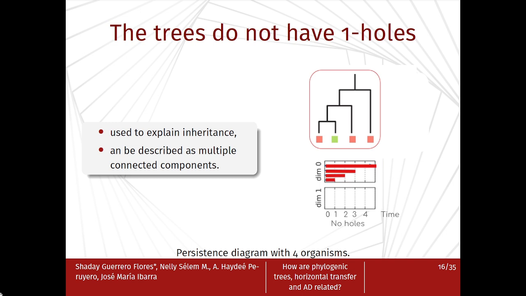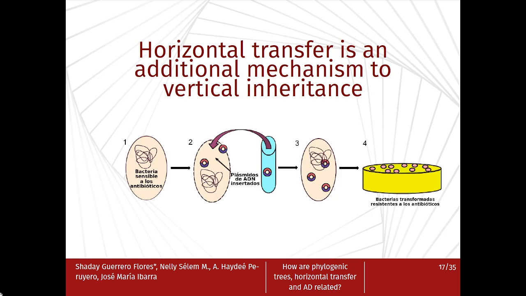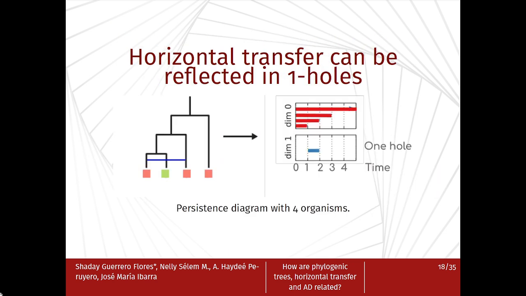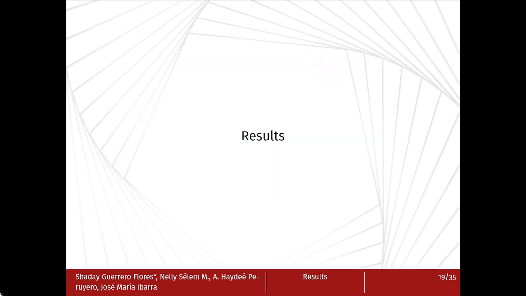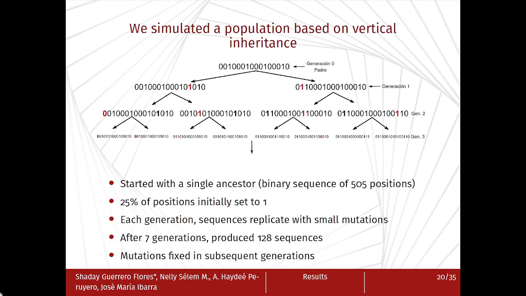Yeah, you can see the persistent barcode in this form. But when we have horizontal gene transfer and you apply persistent homology, you have one hole. So we made many simulations.